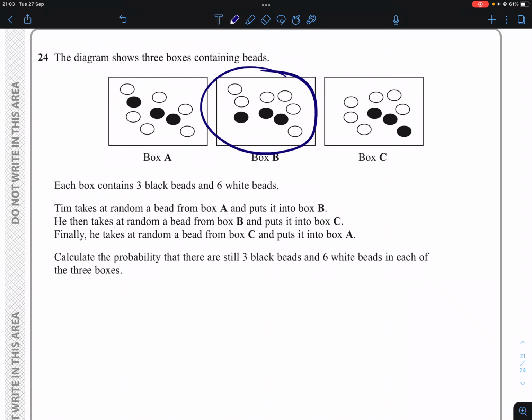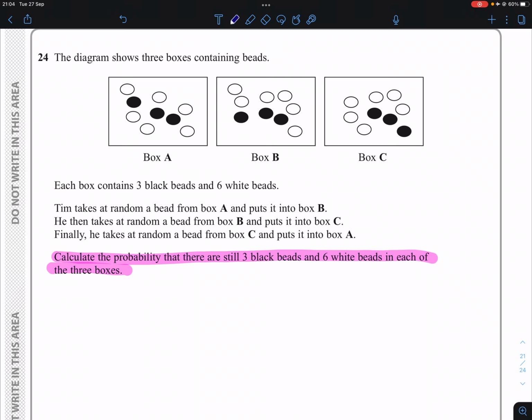We then select one at random from box B and put it into C. And then we select one of the beads at random from box C and put it into A. And after all is said and done, the question basically wants us to find the probability where there are still 3 black beads and 6 white beads in each of the boxes.